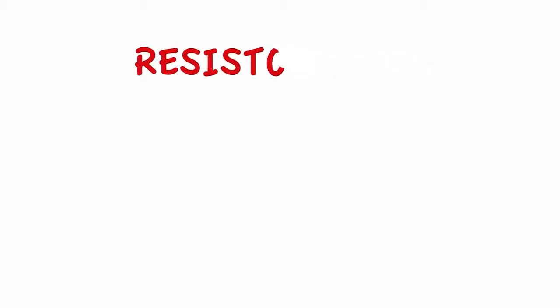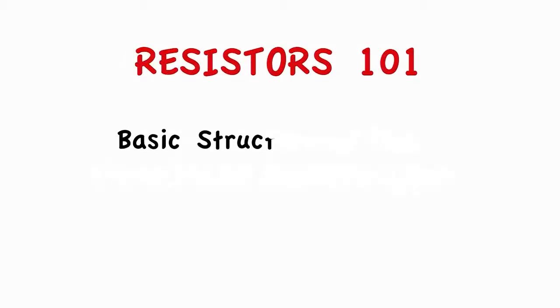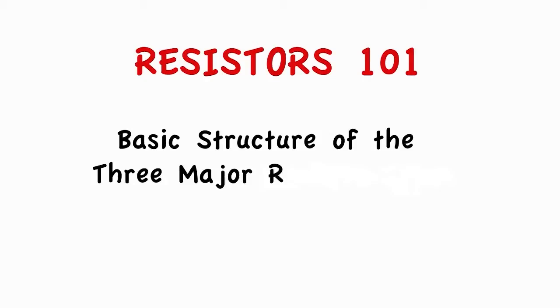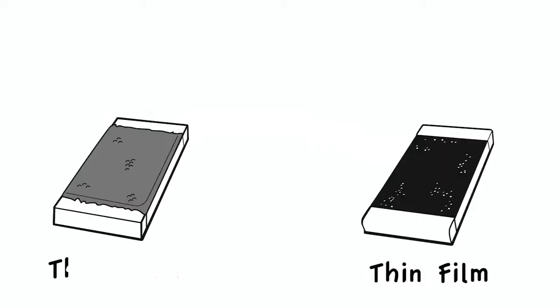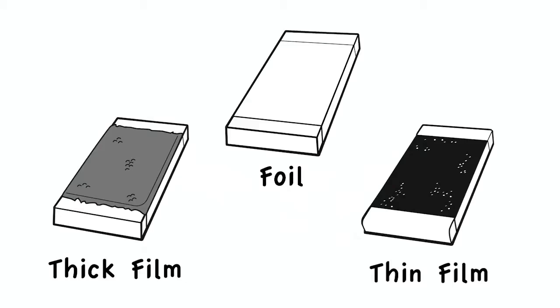I have a short presentation that I'd like to share with you that shows the inherent differences in long-term stability of different resistor technologies. Let's do a fast review of Resistor Class 101 and take a look at the basic structure of the three major resistor types: thin film, thick film, and foil.